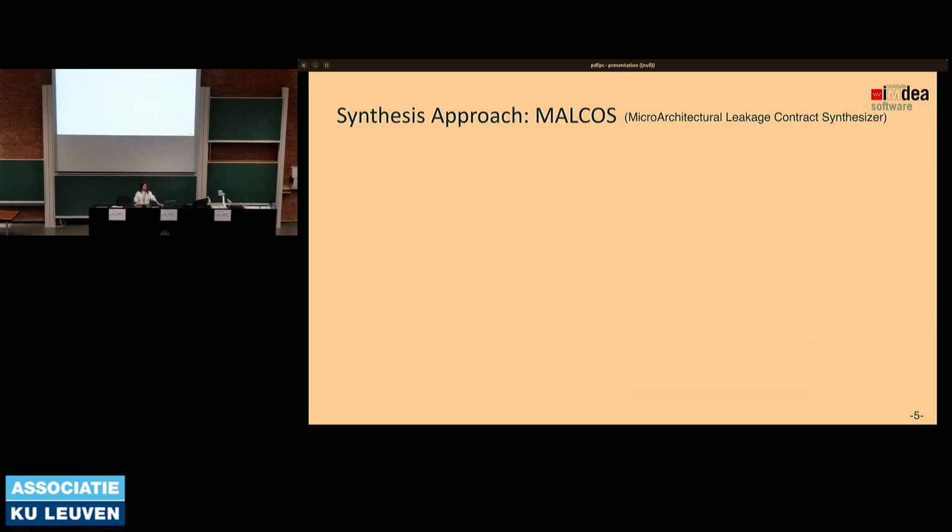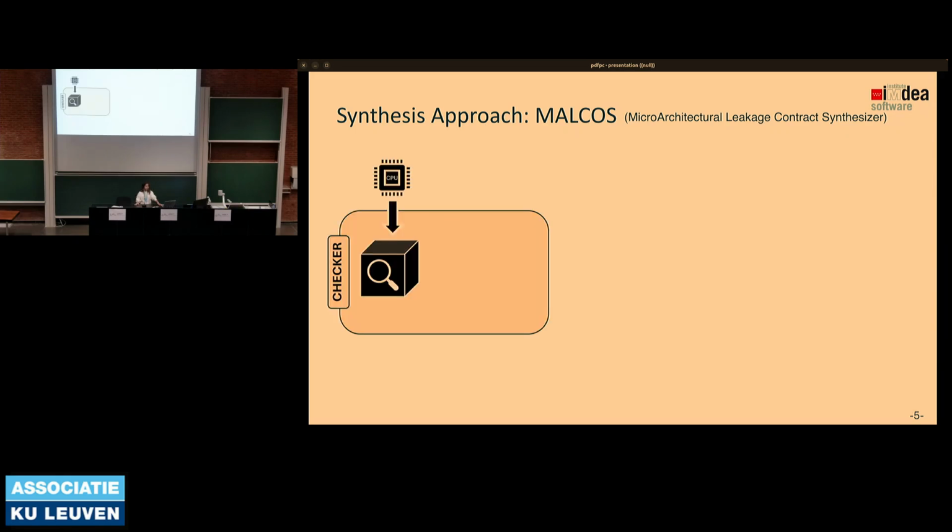So we implemented this approach into a tool called Malcos, Microarchitectural Leakage Contract Synthesizer. And the core idea of this approach is to use existing fuzzers to capture these leaks and automatically return the contracts specifying the leaks. So we started with the checker, which is fuzzer agnostic, so it can run on different architectures, for example, x86 or ARM. And the core goal of this checker is to find leaks.